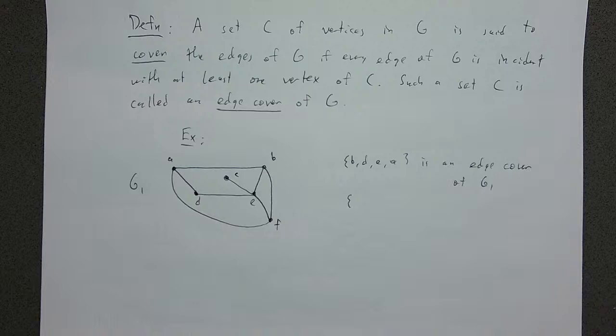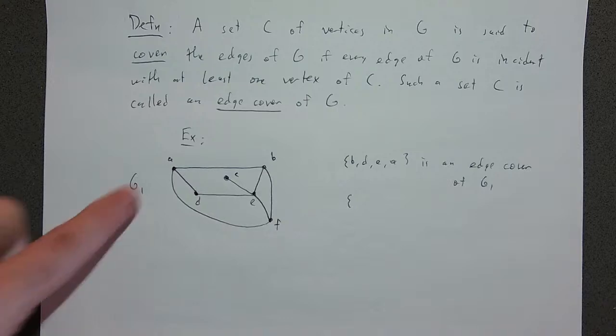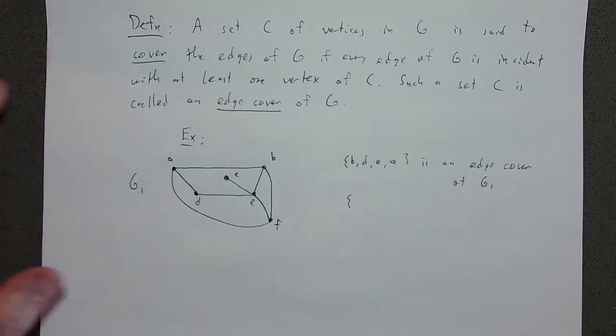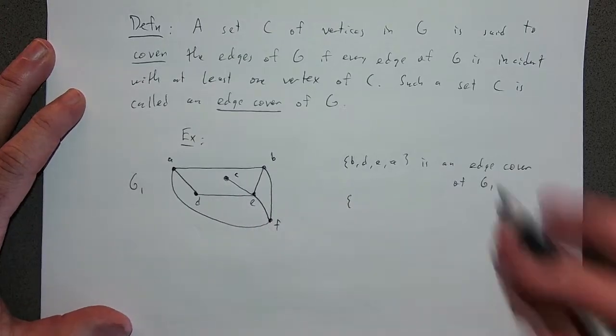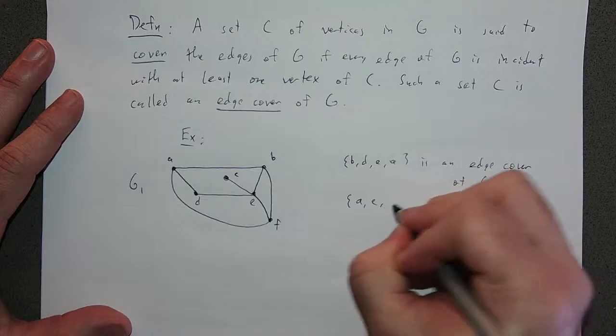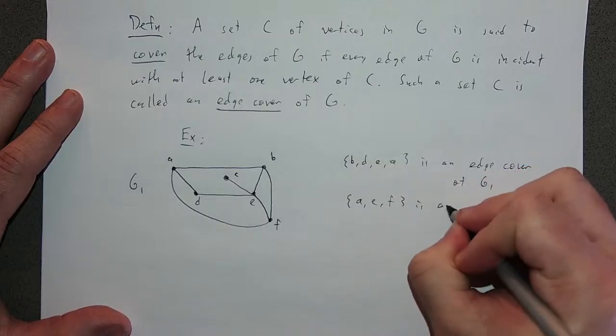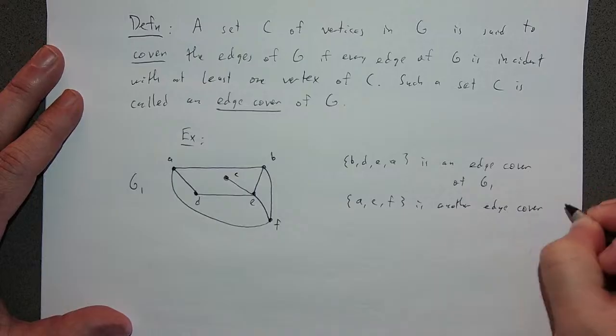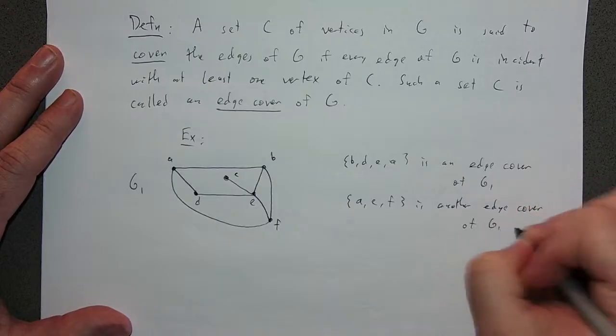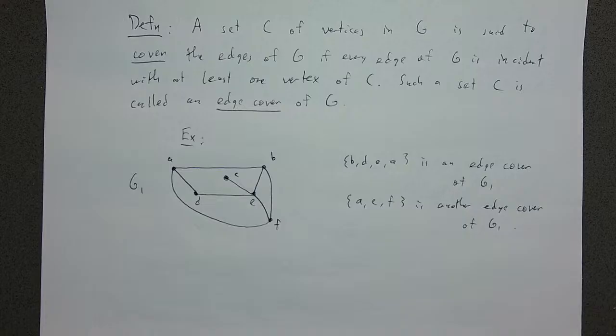So pause the video for a second and try to see if you can find a smaller one that contains fewer vertices. Actually, A, E, and F are all we need. So A, E, and F will work. Another edge cover of G1 is simply the vertices A, E, and F. Now, can we make it even smaller?